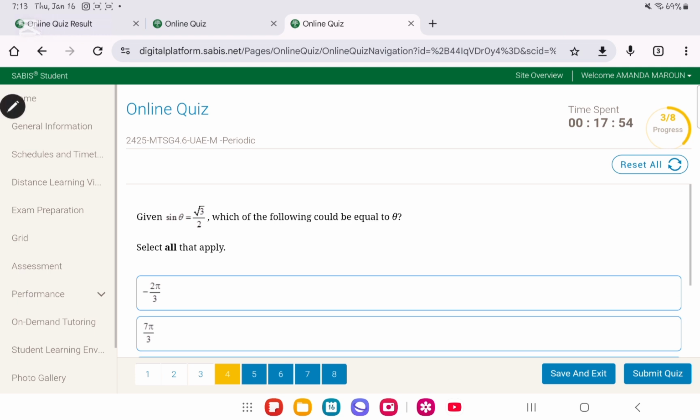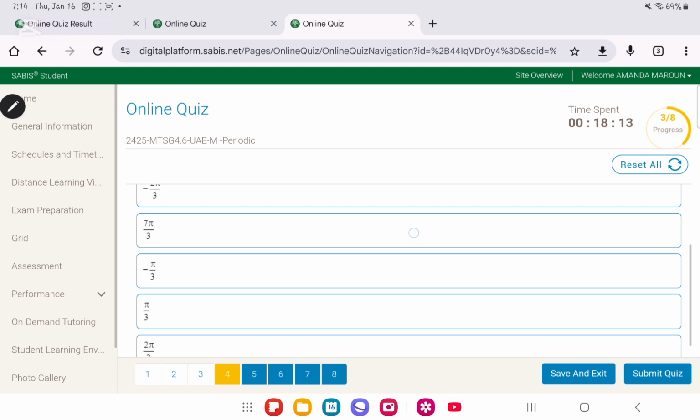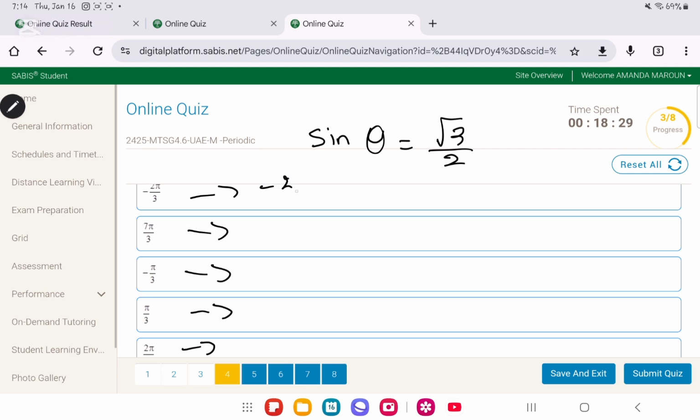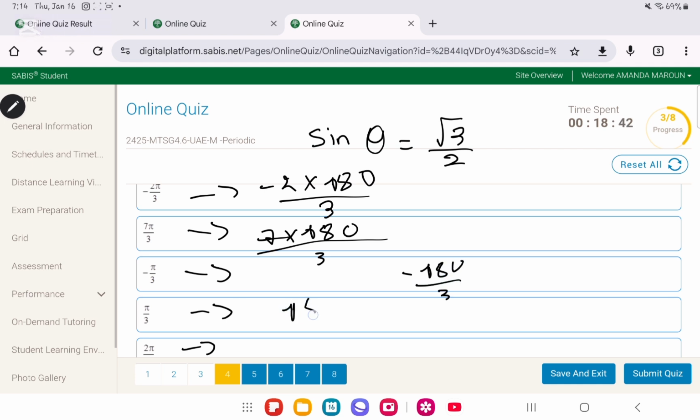This time we are going to be doing it with sine. So sine of theta is equal to radical 3 over 2. I'm going to go down to the options. These are the options over here. I'm just going to write above, we had sine theta is equal to radical 3 over 2. Then we are going to put all of the answers in the form of an angle. So this becomes minus 2 times 180 divided by 3. This becomes 7 times 180 divided by 3. This is minus 180 divided by 3. 180 divided by 3. And 2 times 180 divided by 3.